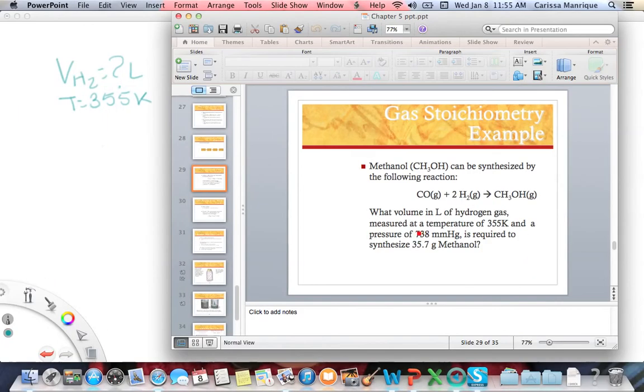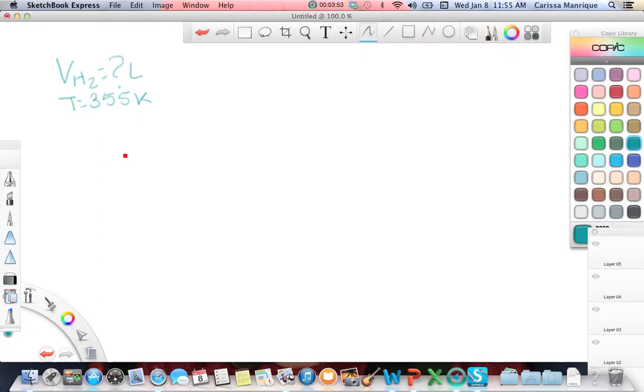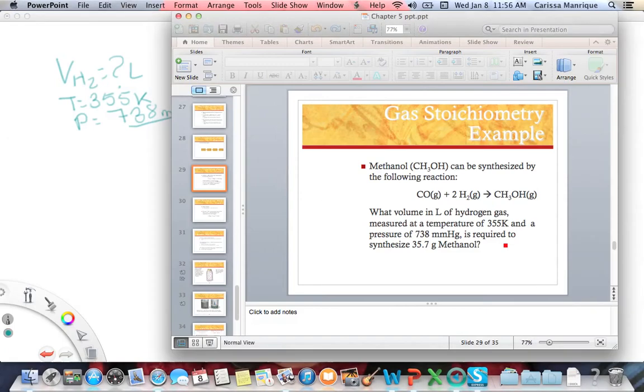Let's see what else I know. And a pressure of 738 millimeters of mercury. Pressure was 738 millimeters of mercury. Let me go ahead and convert that to atmospheres because I'll have to. Anytime you go to atmospheres, 760 millimeters of mercury is 1 atmosphere. So if I divide those, I know my atmospheres is 1.11. I'm just going to go ahead and do that because I know I'll have to eventually. And what other number do they give us? It is required to synthesize 35.7 grams of methanol.